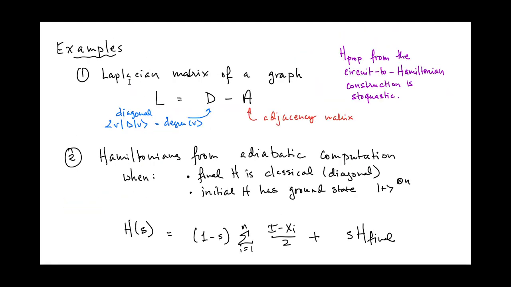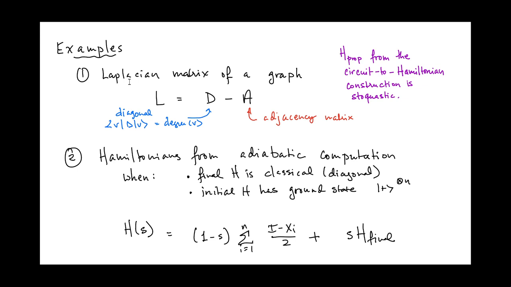Just some motivating examples. We've already seen some stochastic Hamiltonians. The H propagation term from the circuit to Hamiltonian construction is a stochastic Hamiltonian. And the Laplacian of matrices and general random walks are stochastic in nature. We've talked about adiabatic computation. If I'm using adiabatic computation to solve a classical optimization problem, the final Hamiltonian is just diagonal. And if I start with a Hamiltonian which starts in the all plus state, and I evolve over time, for all points of time in that adiabatic evolution, the Hamiltonian is stochastic.